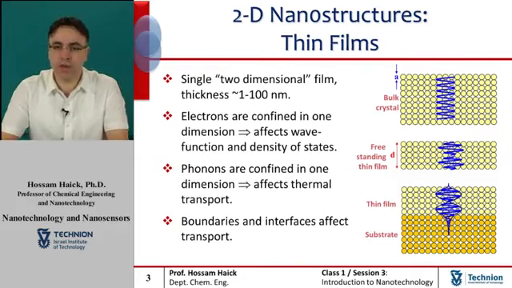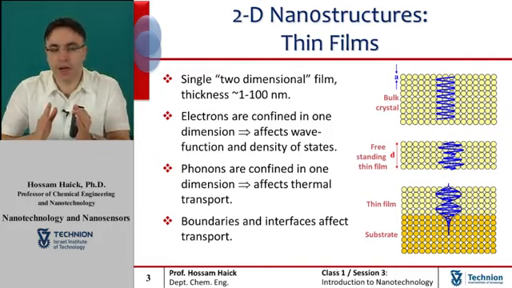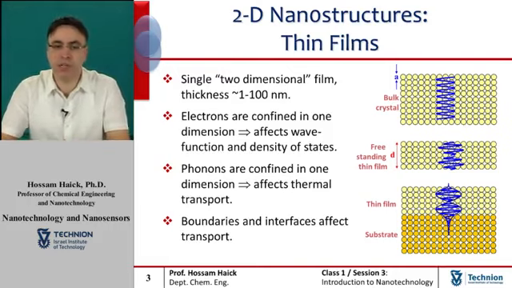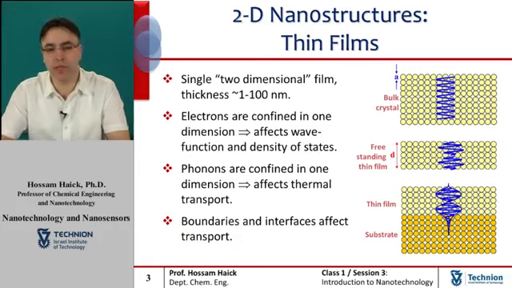The confinement of the electrons that exist in these systems change their interaction with the electromagnetic radiation significantly. Electrons are confined in the direction that is perpendicular to the substrate and thus affect the wave function as well as the density of the states. Similarly, phonons that are confined in the direction that is perpendicular to the substrate affect, therefore, the thermal property.